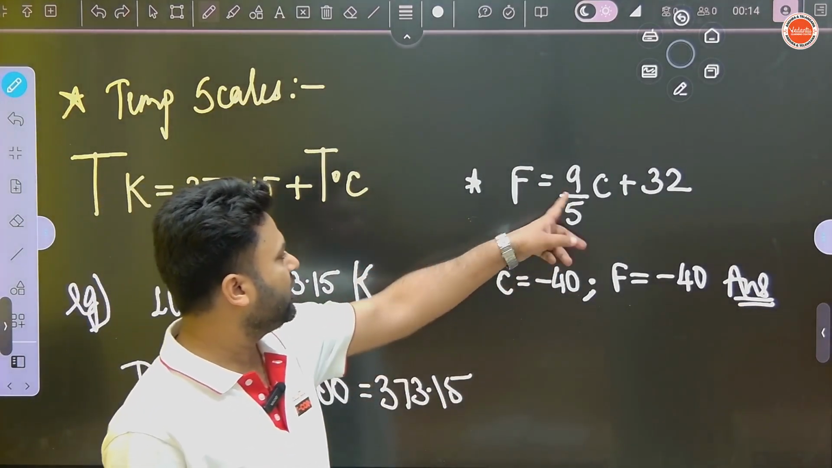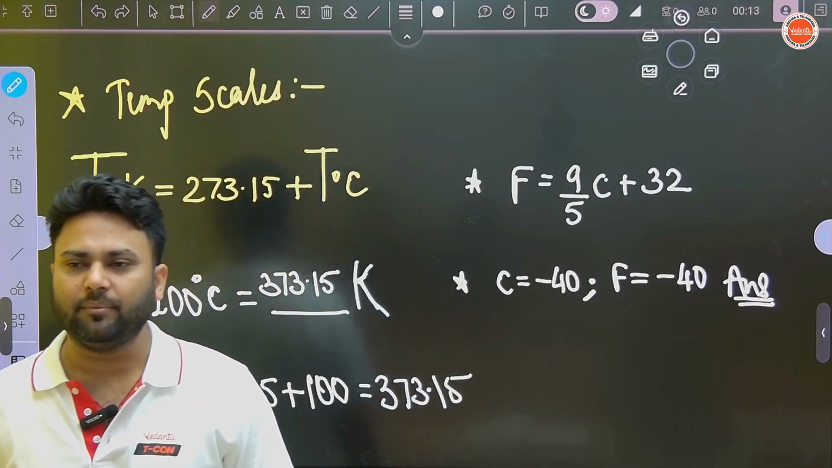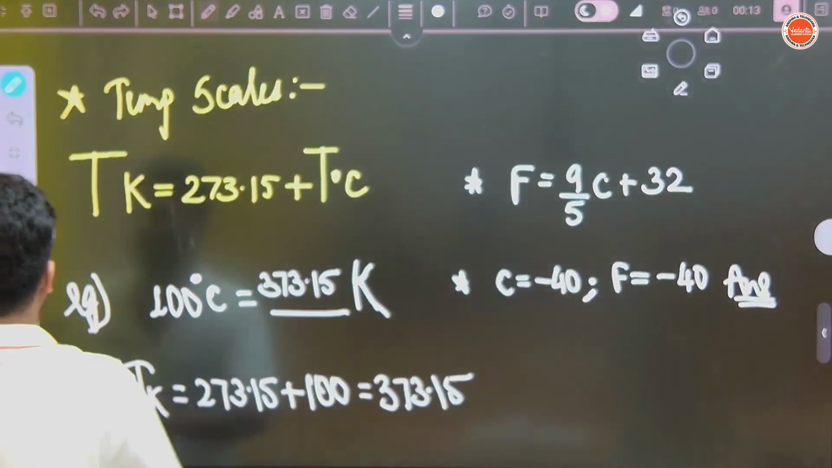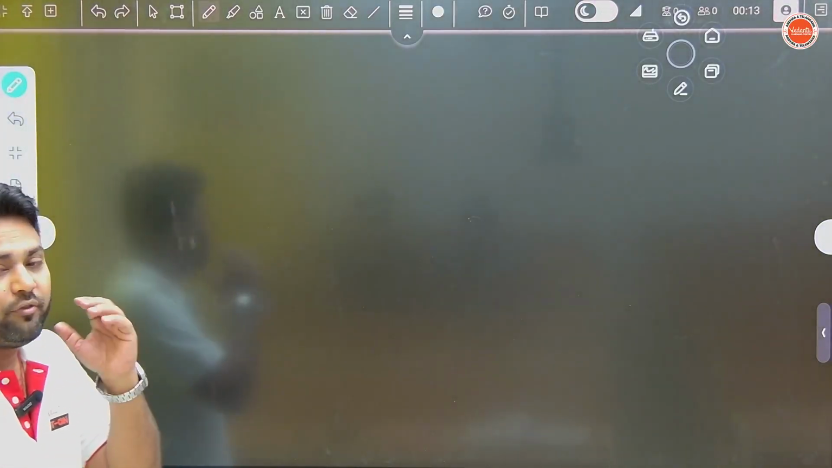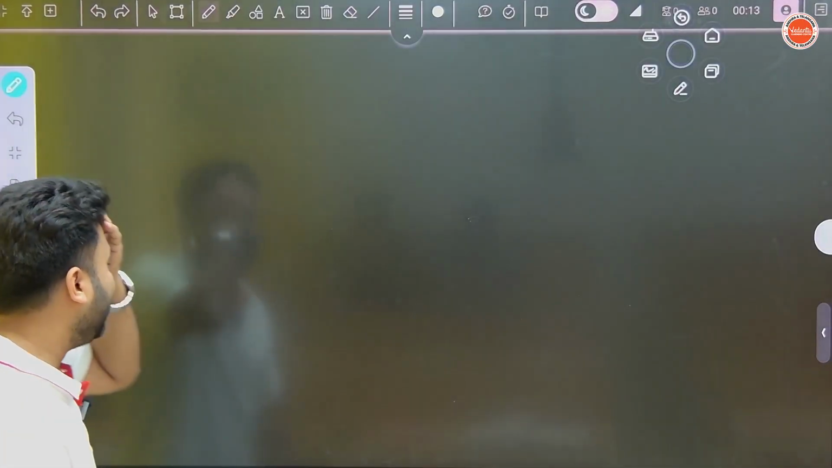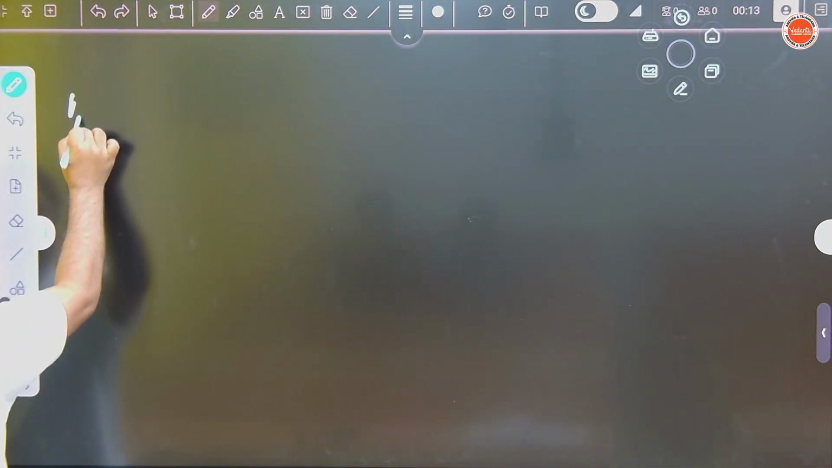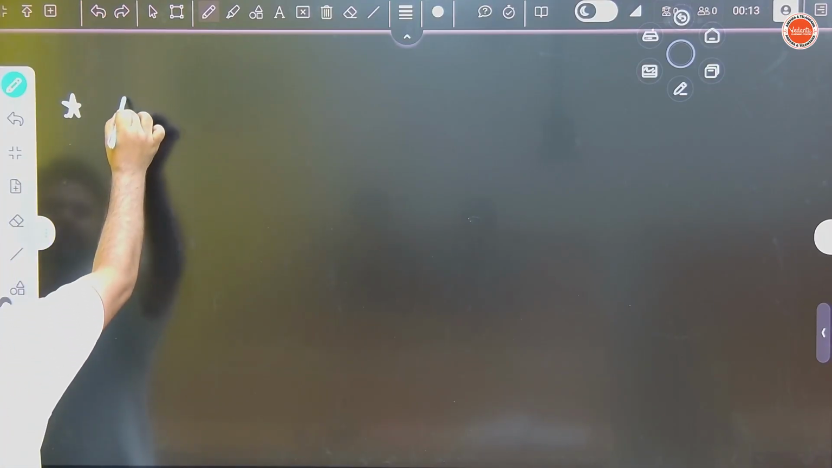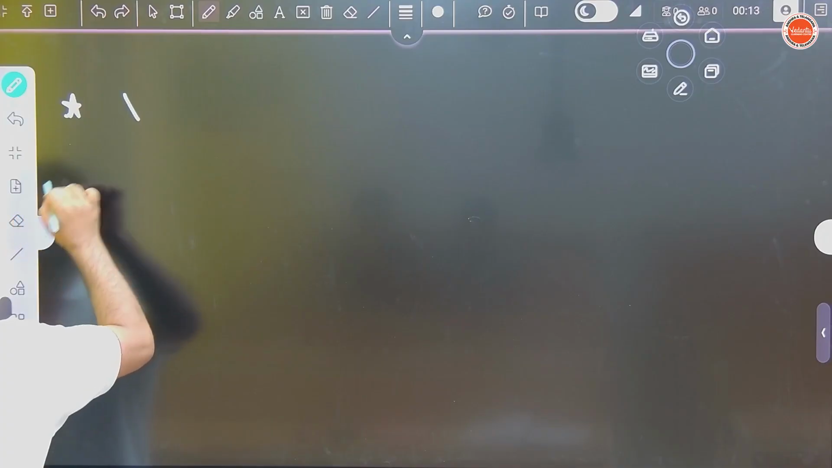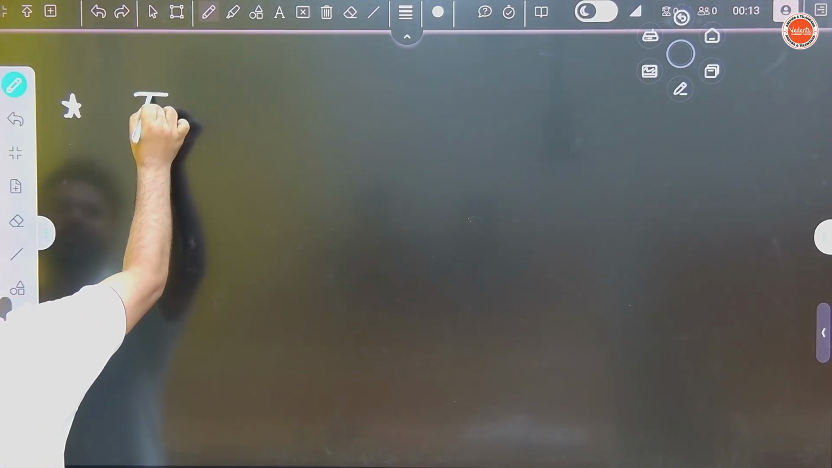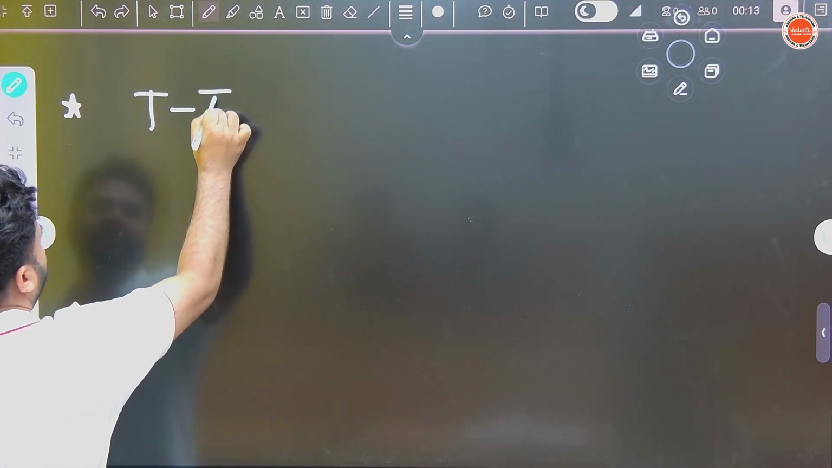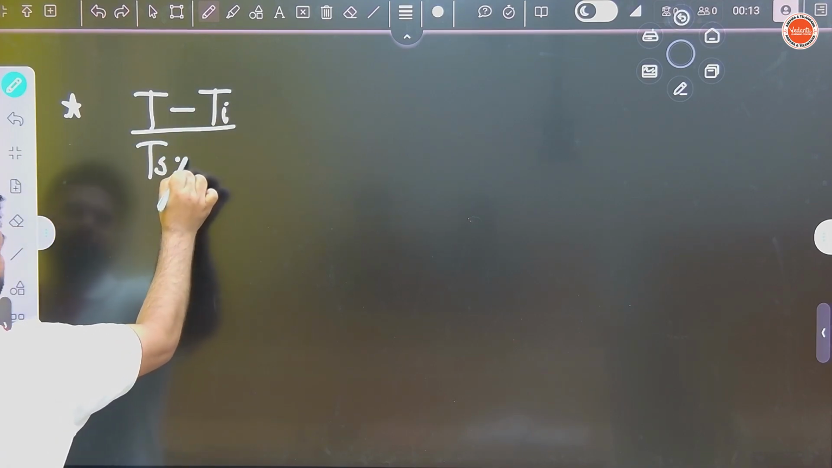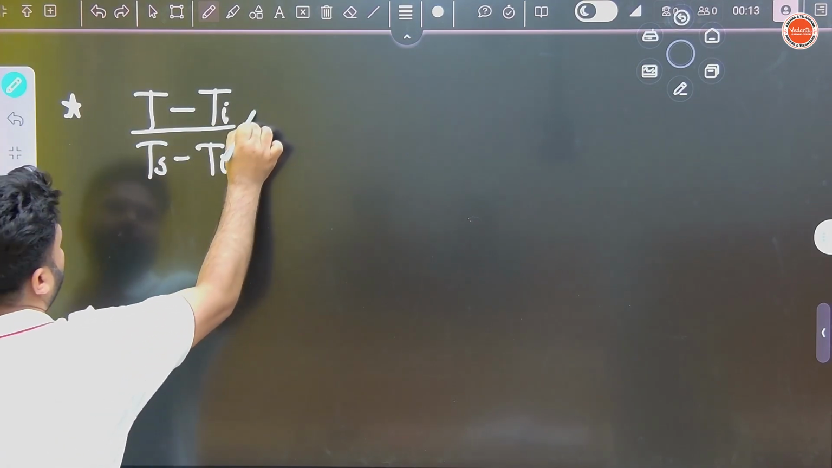If you put minus 40, you will check and see that F value will also come minus 40. See, all the scales follow one rule. Again, I am highlighting, they can ask this time. All the scales follow one rule: (T minus Ti) divided by (Ts minus Ti) equals a constant.